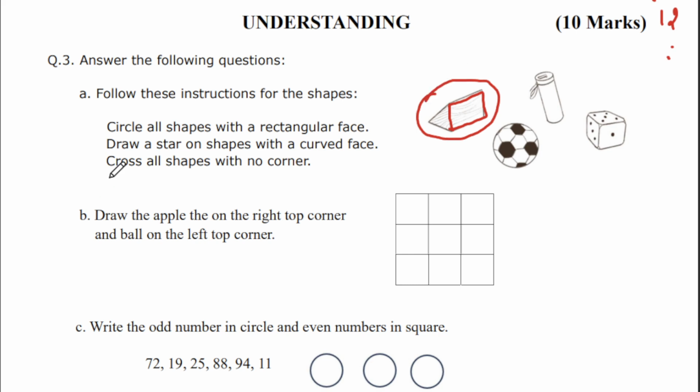Next, draw a star on the shape which has a curved face. So here we have a curved face. I'm going to give a star. Next, cross all the shapes with no corners. This one has no corners, so I'm going to cross this out. And there is no instruction given for the cube.